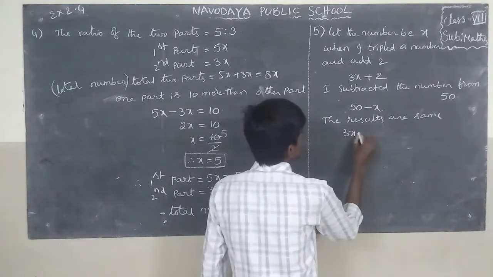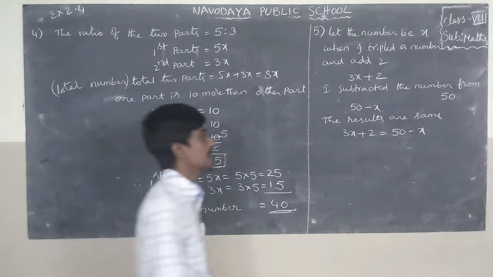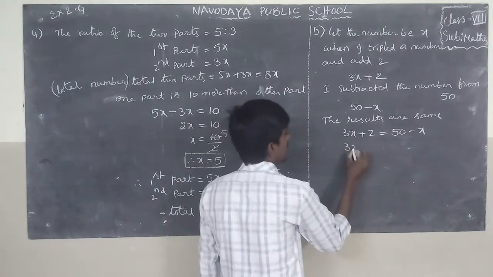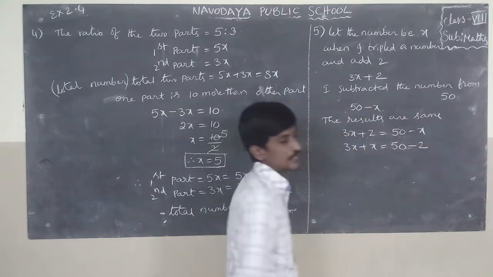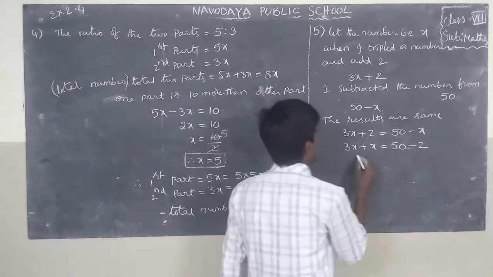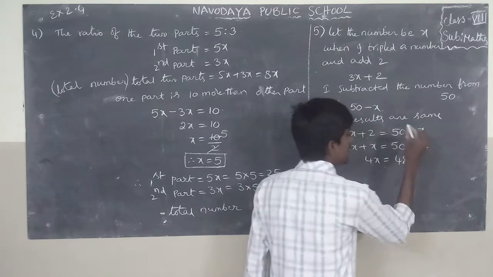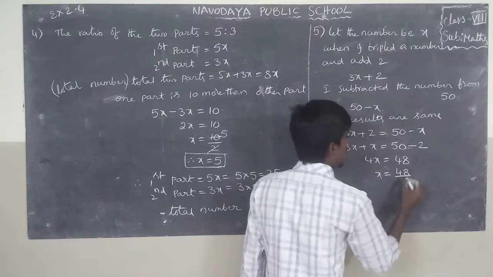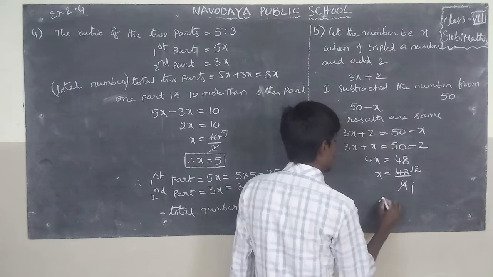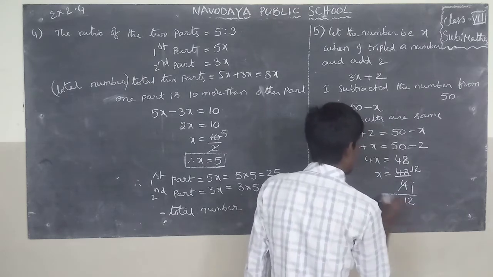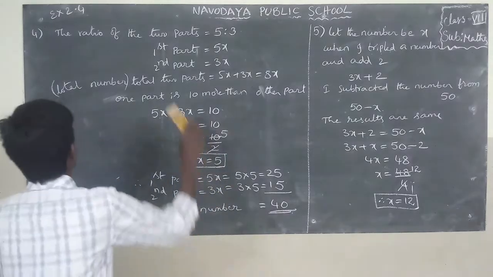So 3x plus 2 equals 50 minus x. The minus x transposed to this side, 3x plus x. The plus 2 transposed to that side, minus 2. 3x plus 1x, 4x. 50 minus 2, how much? 48. x equals 48 by 4. 4 times 12 is 48. Therefore, x equals 12. This is the fifth sum.